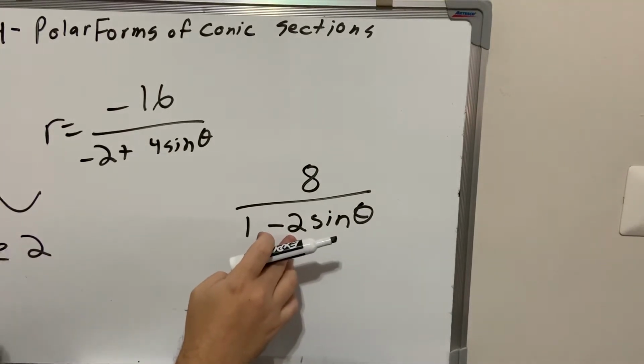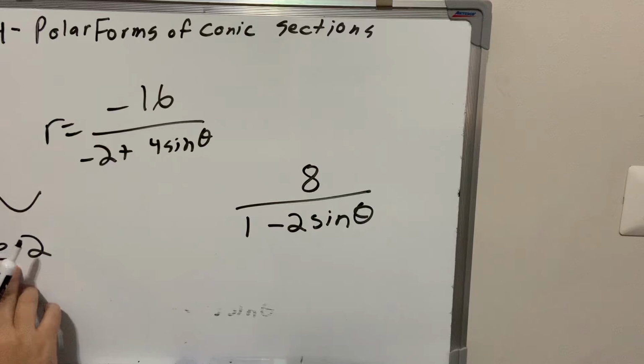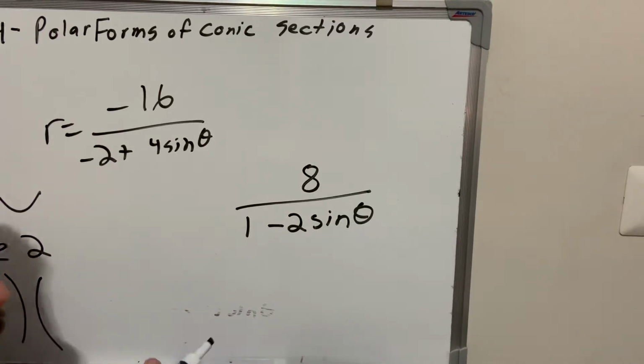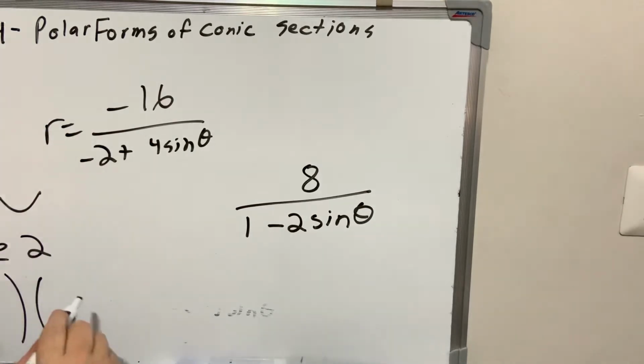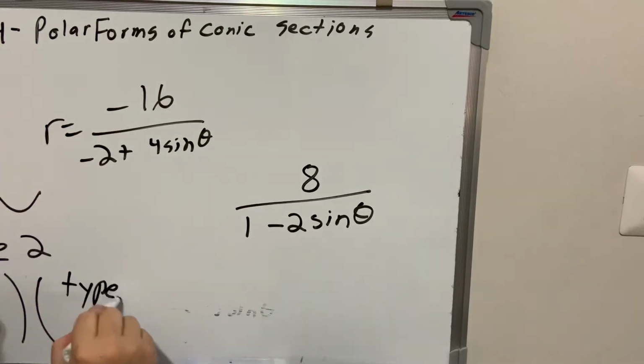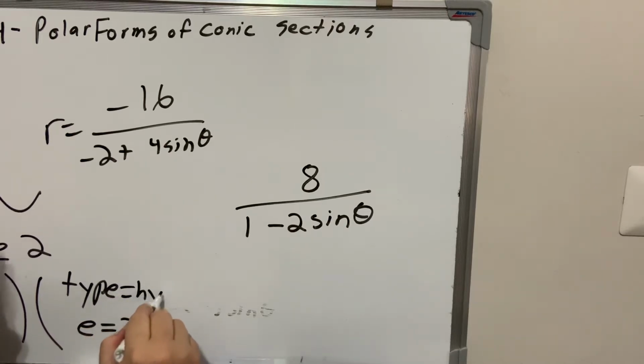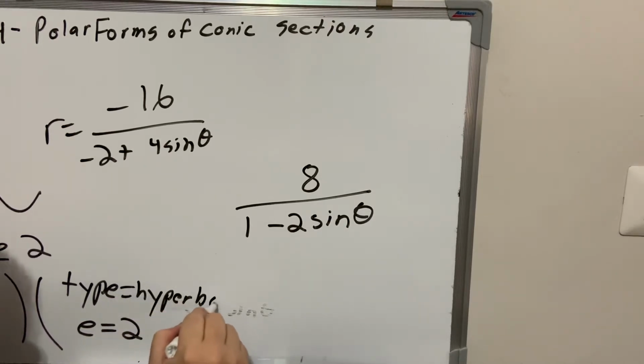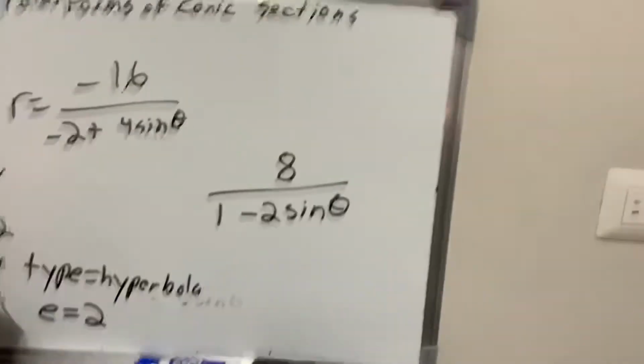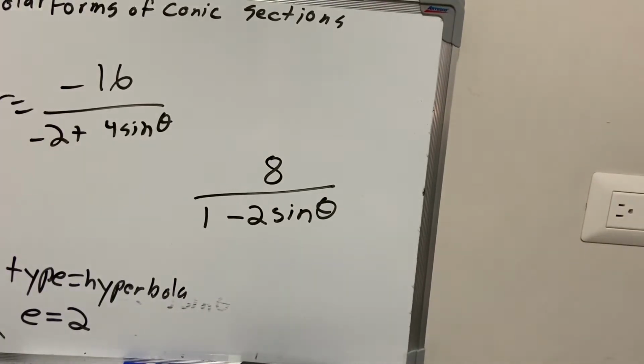Since the number is 2, and 2 is greater than 1, I'm looking at a hyperbola. So I already found my type. I found my type and I found my E. My E is 2 and my type is hyperbola. How do I find my D? Easy. Remember, 1 second.